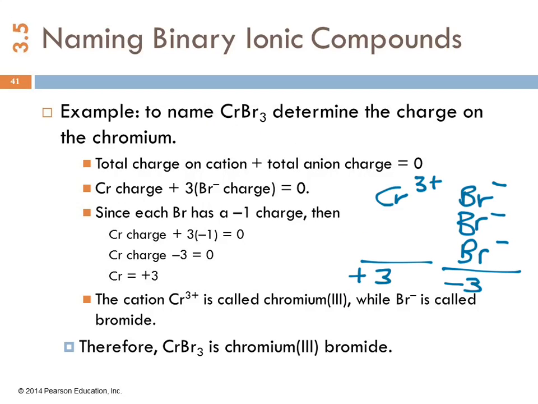Must be 3+. So then the name becomes chromium(III). When we write this, there's no space between the element name and the parentheses. So chromium(III) space bromide. And these are not proper names, so we don't generally capitalize them. Questions?